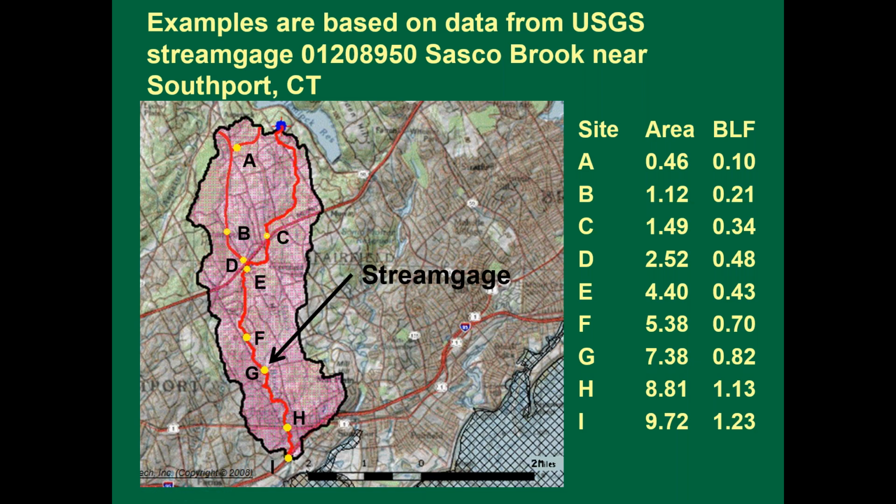The variables shown here are the basin area and the basin lag factor. If you remember, the basin lag factor is the length divided by the square root of slope. As we progress downstream from A to H, the drainage length increases and the slope decreases, which results in an increasing basin lag factor. The basin lag time, and thus the duration of the upstream storm flow, increases with area.